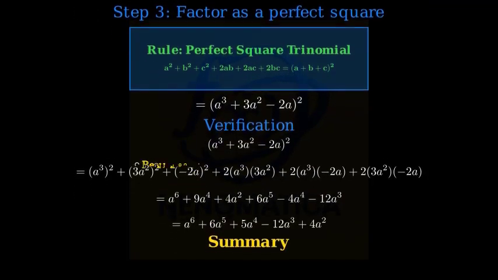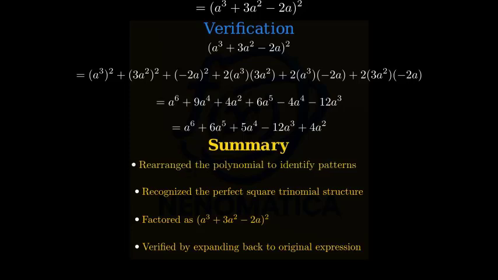Let's summarize what we've learned. We started with the polynomial a to the 6th plus 6a to the 5th plus 5a to the 4th minus 12a cubed plus 4 squared. By rearranging the terms and recognizing the pattern of a perfect square trinomial, we were able to factor it as the square of a cubed plus 3a squared minus 2a.